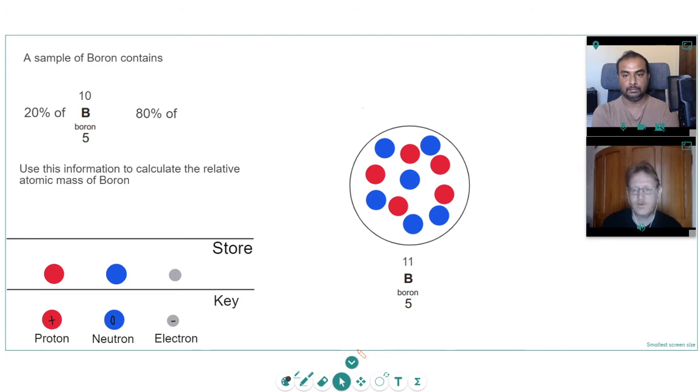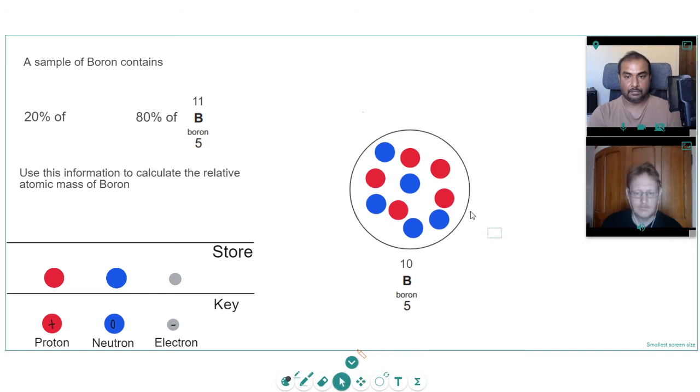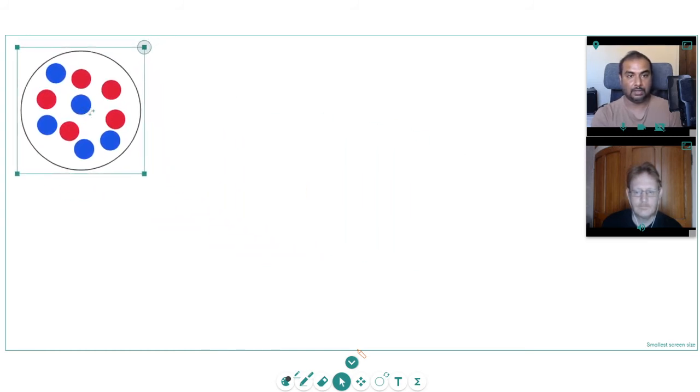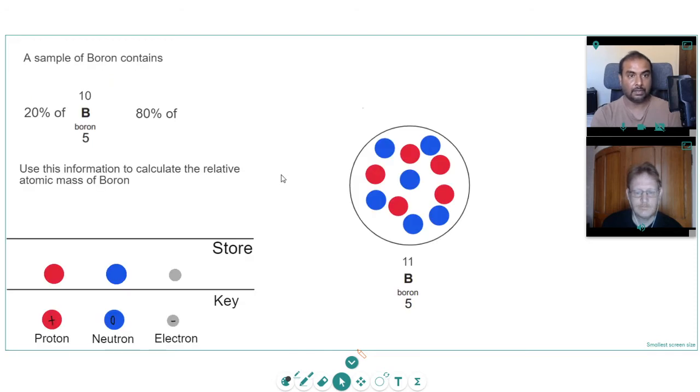And as we said previously, we've got 20% of boron 10, 80% of boron 11, which is a 1 to 4 ratio. So I wondered if you could show us that 1 to 4 ratio to help us calculate this relative atomic mass. Yeah, sure. So let's get the boron 10 first. I'll make a copy of that. So boron 10 and a lot more of boron 11.